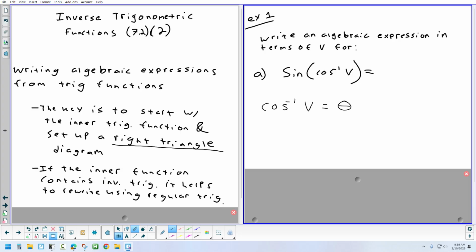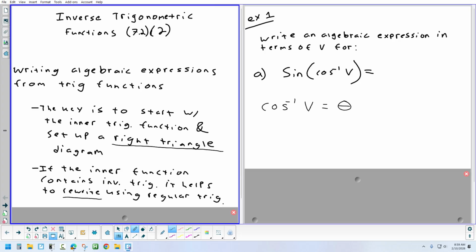Now, I want to rewrite that formula that I have right there using regular trig. So I want to get rid of this inverse cosine. What could I do to get rid of inverse cosine?